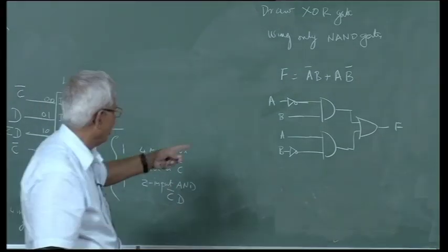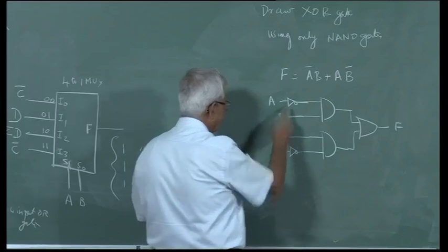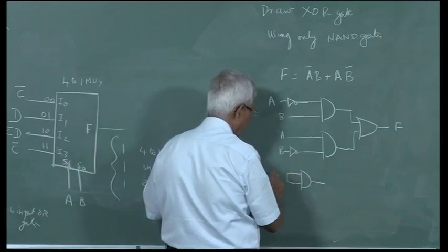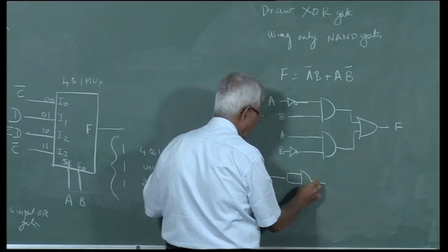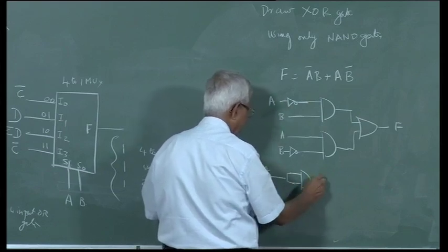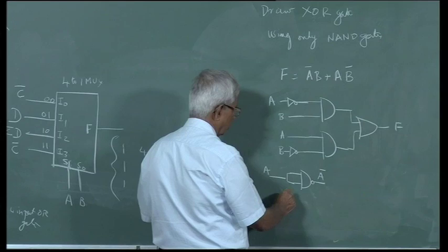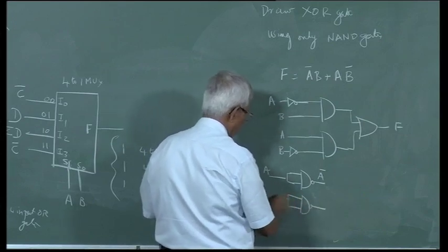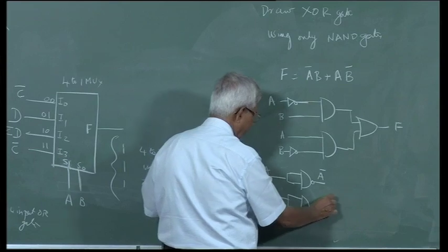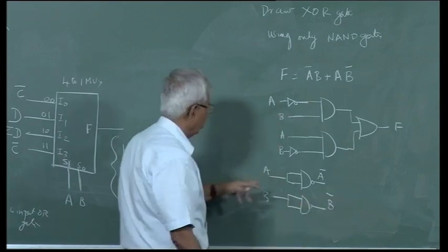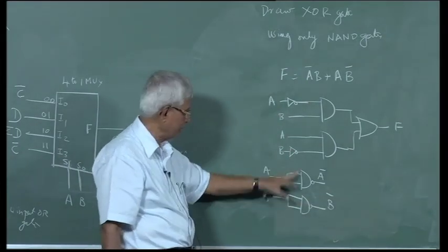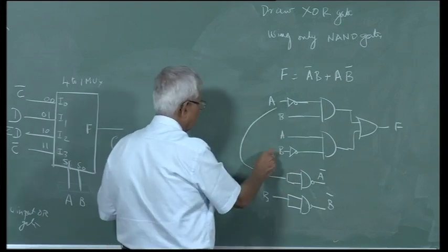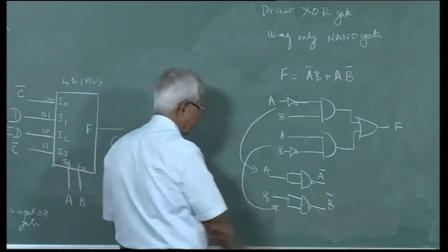Now, you know how to get an OR gate and inverter using NAND gate. This is A, this is A bar. This is B, this is B bar. So this inverter will be replaced by this. This inverter will be replaced by this. This inverter will be replaced by this. Okay?